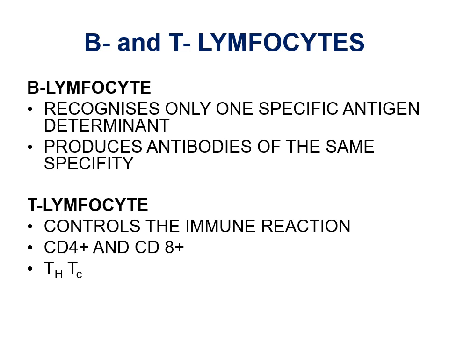B and T lymphocytes. B lymphocytes recognize only a specific antigen determinant, and usually they produce antibodies of the same specificity. The T lymphocyte controls the immune reaction. There are CD4 and CD8, and we have TH and TC lymphocytes. It means helper cells and cytotoxic cells.